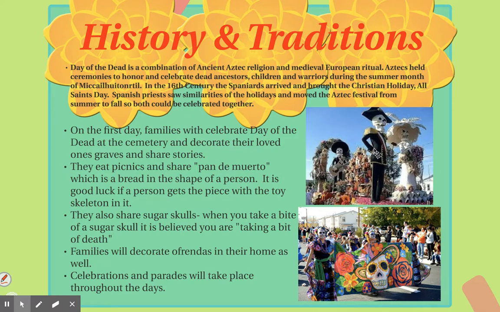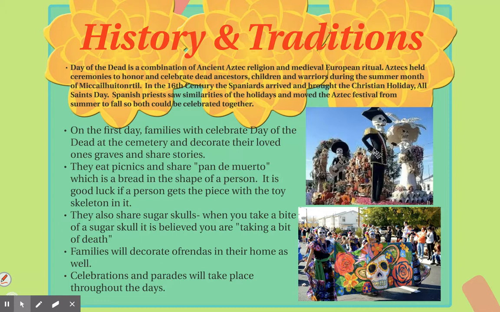They'll decorate their loved ones' graves. They'll share stories, sing songs. They have picnics, and they share something called pan de muerto, which is a bread that's very sugary and sweet. Inside of the bread, they'll bake a tiny little skeleton that's plastic. If you get the piece that has the skeleton in it, you get good luck for the year. They do a tradition like this for Fat Tuesday in Louisiana with a cake that they have a little baby baked into.